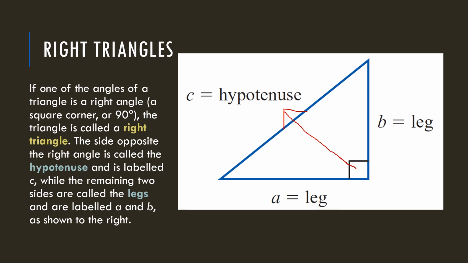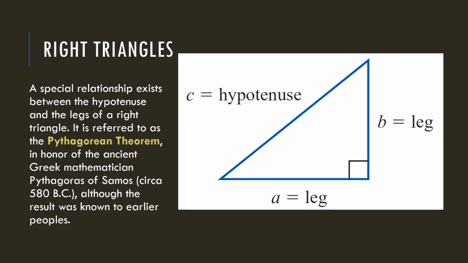Now, I have them ordered here to where A is on the bottom and B is on the right, but those can be switched. You can label this one A if you wanted to, and then label the bottom one B. That's totally fine. The order does not matter for those two sides. The only one that the order matters for is the hypotenuse. So the hypotenuse is always C, but the legs, you can switch up the order. A and B are always legs.